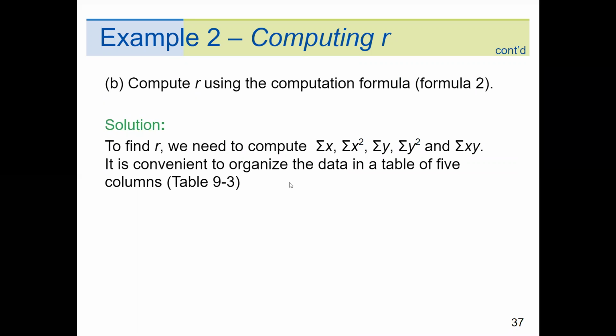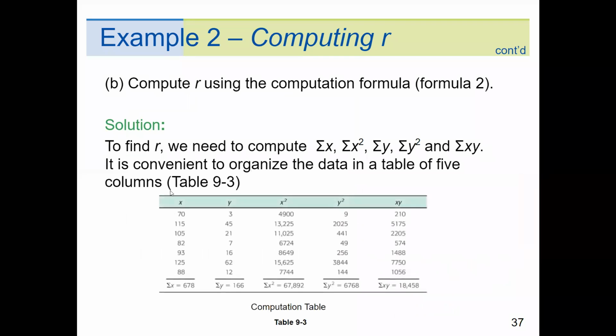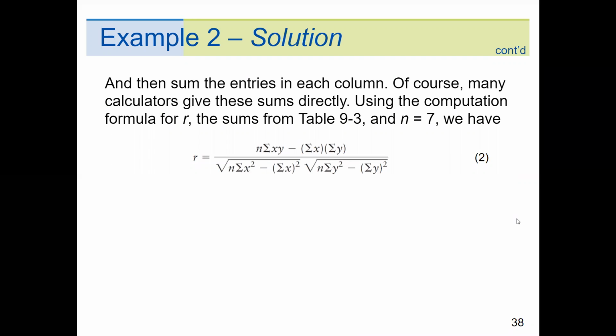Compute R using the formula. Again, they had given it to you, so you find all of these things first. It is convenient to organize the data in a table of 5 columns. So here you go. If you follow this, you will be able to keep things nice and organized while you do your homework, quizzes, and exam. And then the sum of the entries in each column. Of course, many calculators give these sums directly. Using the computation formula for R, the sums from table 9.3 and n equal to 7, we have the following.